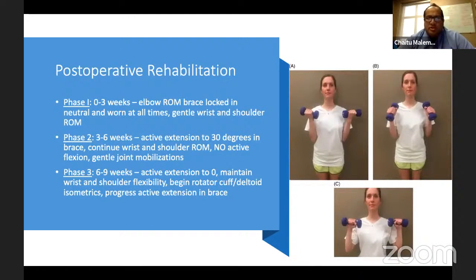Postoperative rehabilitation. So phase 1, 0 to 3 weeks, we typically place them in an elbow range of motion brace, locked in neutral and worn at all times. Basically start some gentle wrist and shoulder range of motion exercises. Phase 2 is 3 to 6 weeks, active extension to 30 degrees in the brace. Continue the wrist and shoulder range of motion, no active flexion, and gentle joint mobilizations.